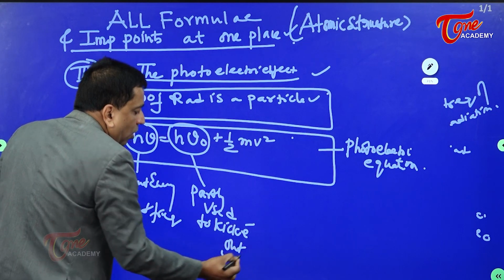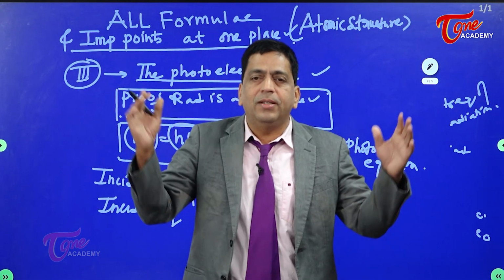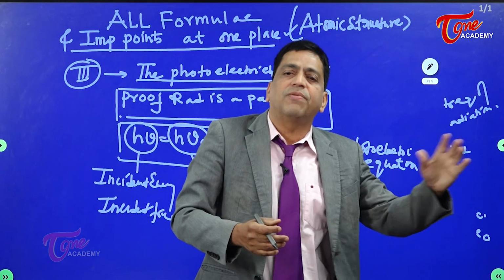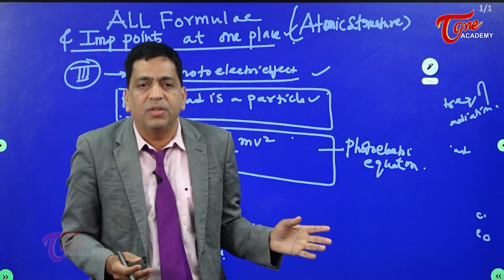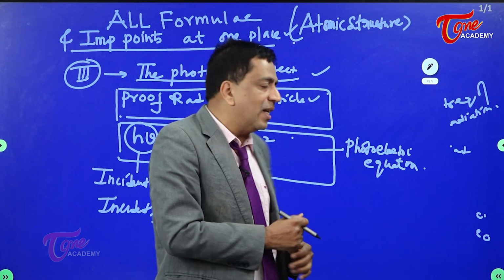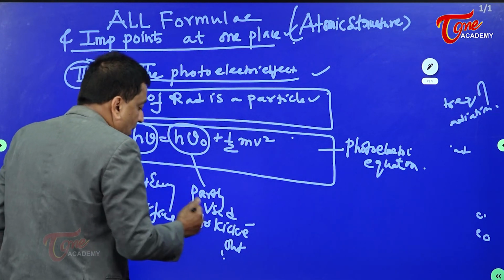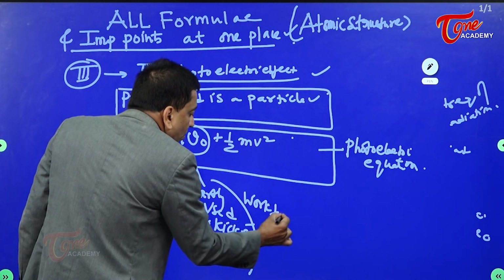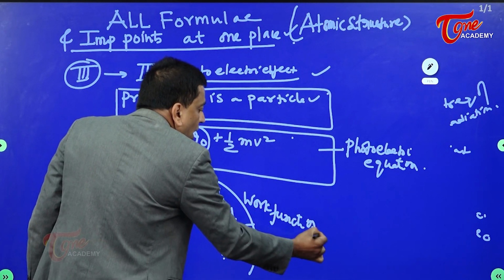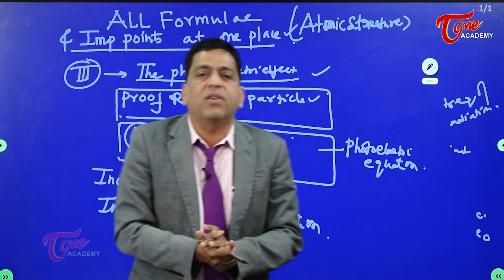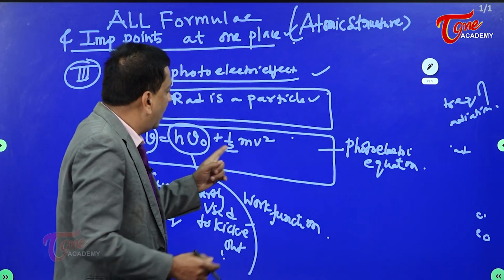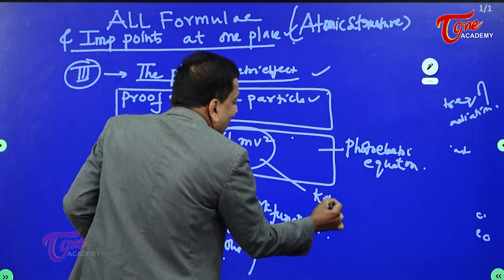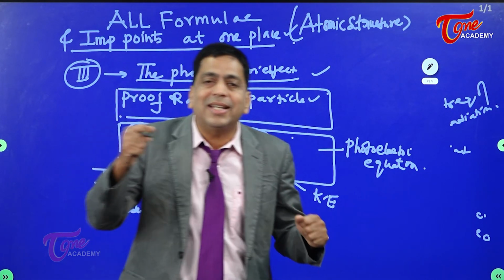Remember, if the incident energy is 100, 40 or 50 joules of it is used for removing the electron from the clutch of the nucleus. That is what h nu naught is. Sometimes this is also called the work function. You must understand this is what is called the work function, right? And this is half mv square, which is nothing but the kinetic energy with which the electron is kicked out.